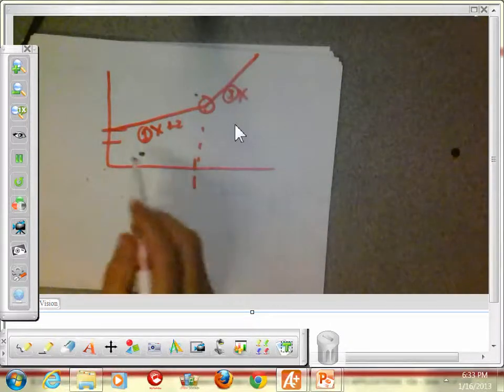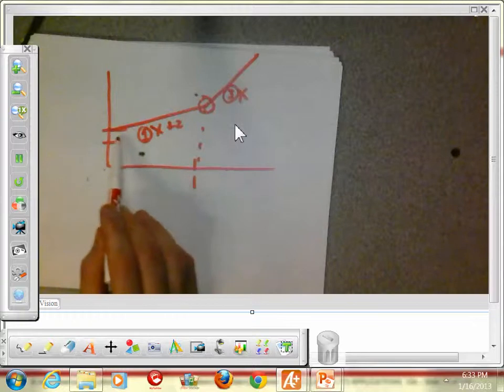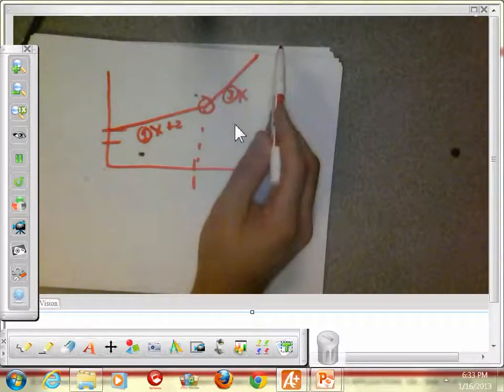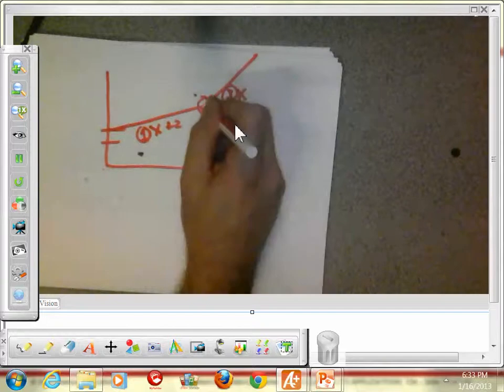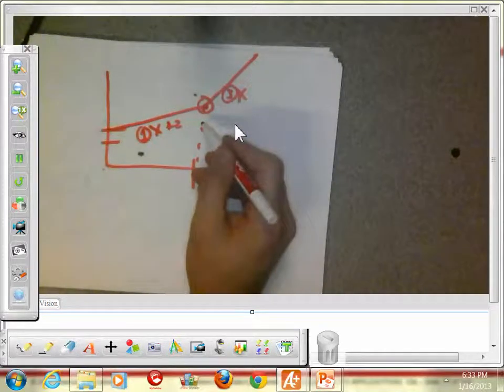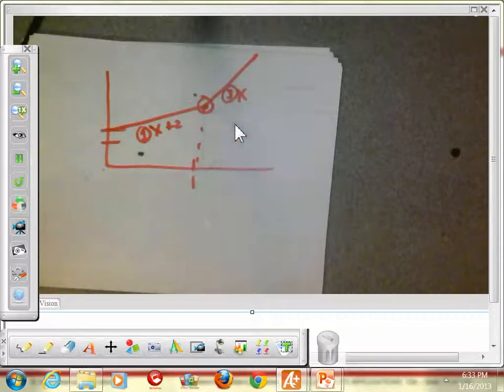But the reason sharp corners don't work is, well, look at here. You have a slope of 1 here. You have a slope of 3 here. The slope is the derivative. But this point is on both lines, so you're telling me this has a derivative of both 1 and 3. That's not possible. Okay? So it's not differentiable there.